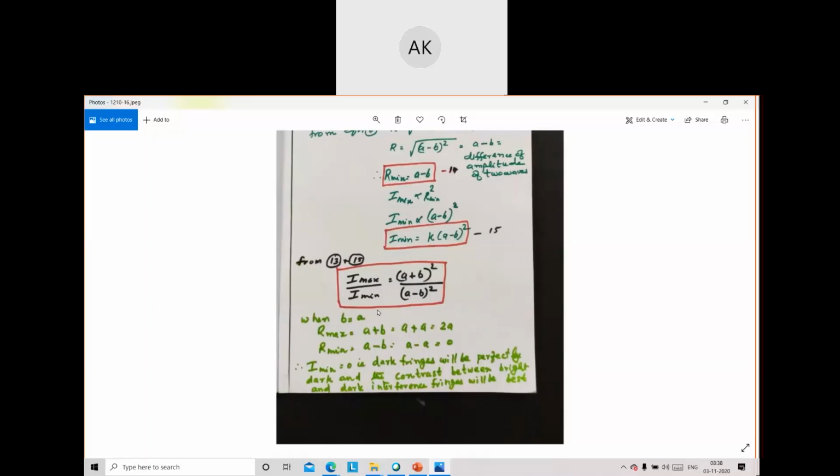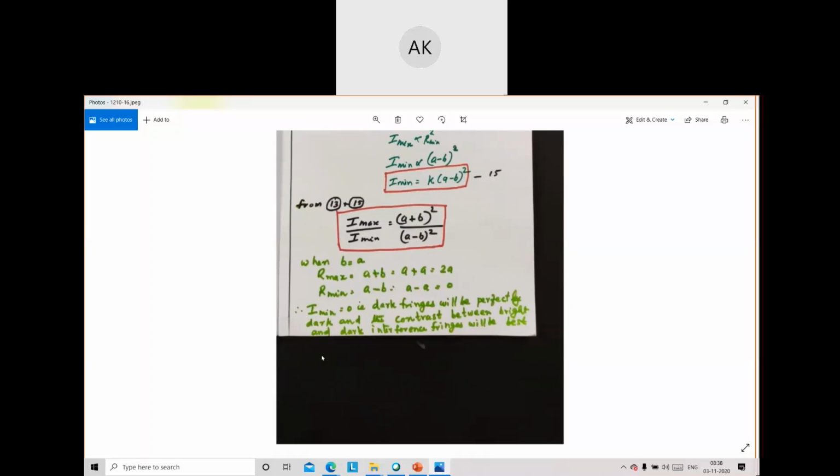I max by I minimum equals (A plus B) whole square by (A minus B) whole square. All these equations are very, very important. When B equals A, that is what I told, when the amplitudes are equal, both the waves having the same amplitude, what is R max? A plus B, A plus A, 2A. What is R minimum? A minus B, A minus A, 0.